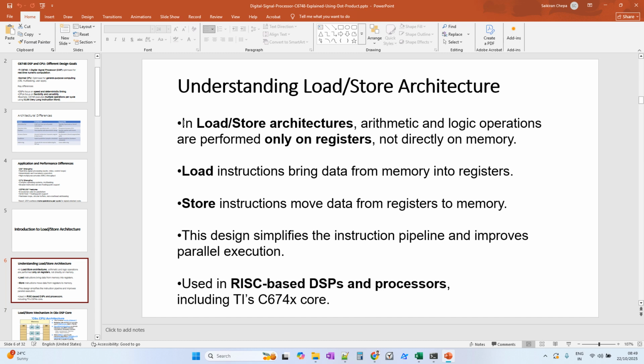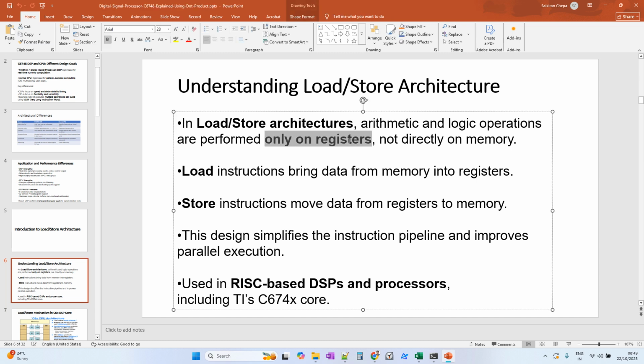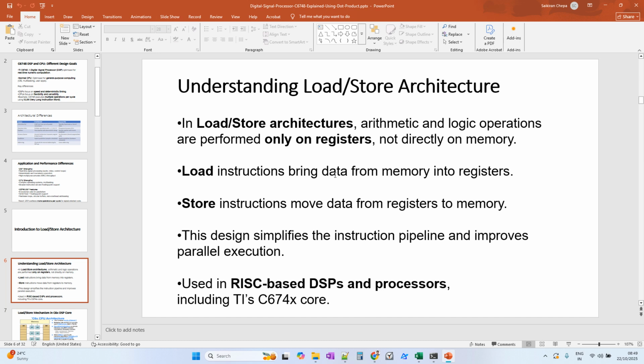So instead of doing operations on the memory, we bring the data into the register and then do the operations on the register. In load store architecture, arithmetic and logic operations are performed only on registers, not directly on memory. Load and store instructions move data between memory and registers. The load instruction brings the data from memory into the register, and store moves the data from the register to the memory. So that's the idea.